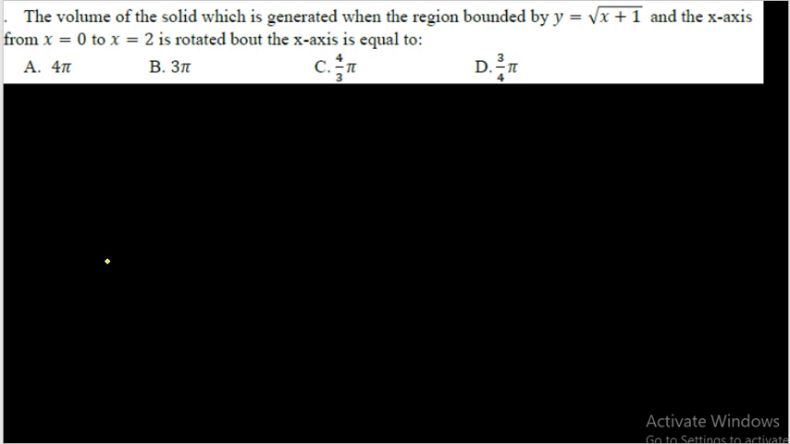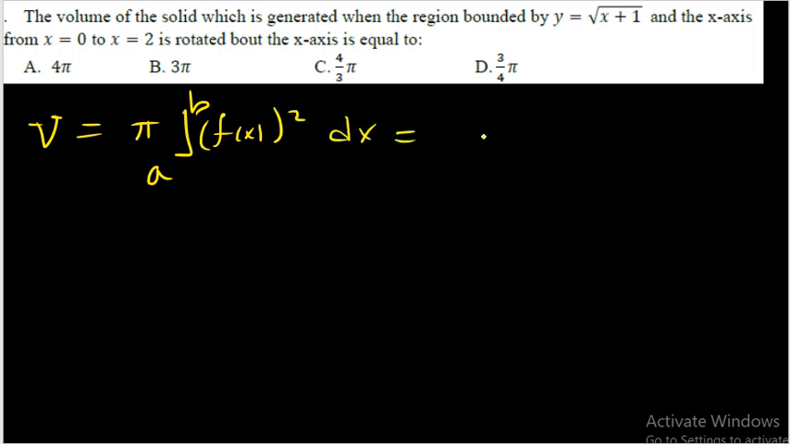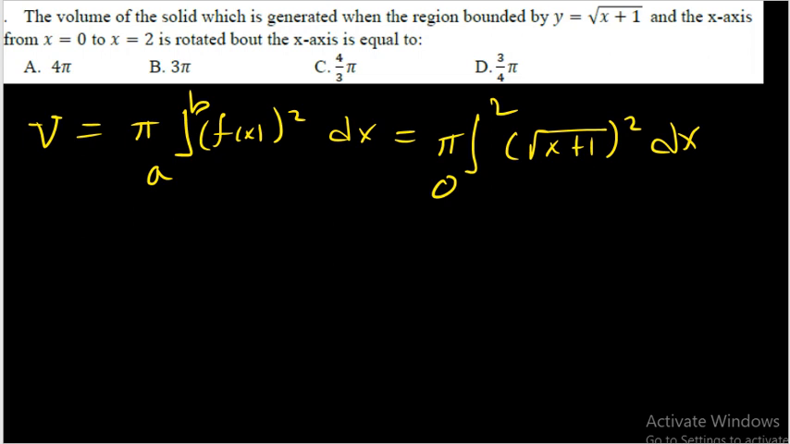The volume of the solid, which is generated when the region bounded by y equal to square root of x plus 1 and the x-axis from 0 to 2 is rotated about the x-axis, it says. Okay, that means we have the function and the evaluation also we do have. So the volume will be, generally, the formula pi times the integral from a to b of the given function, since it's one function, squared, dx. Our a and b are 0 to 2, and our function is square root of x plus 1. We have to square it dx, and there must be pi here.